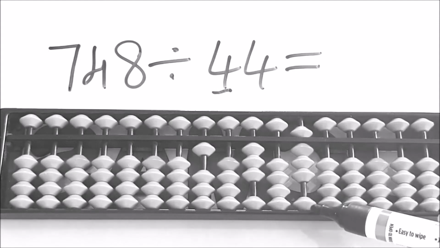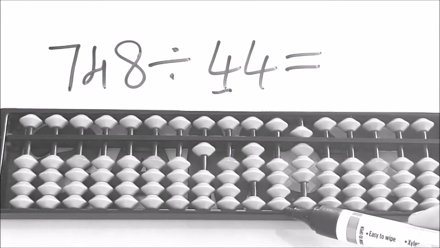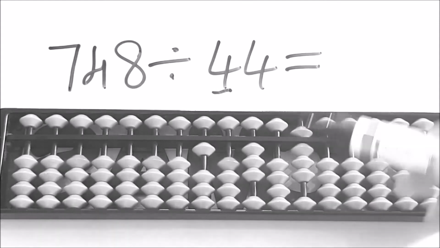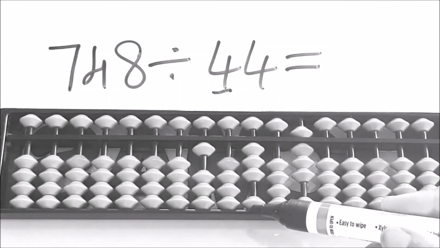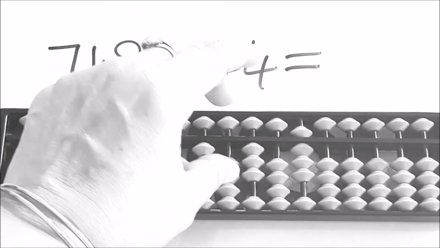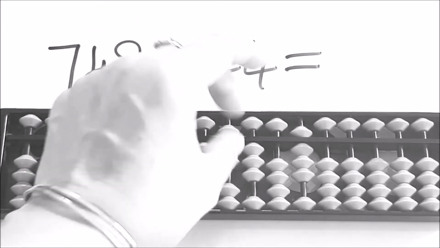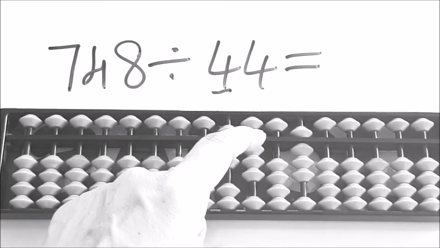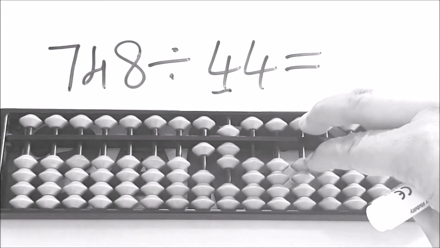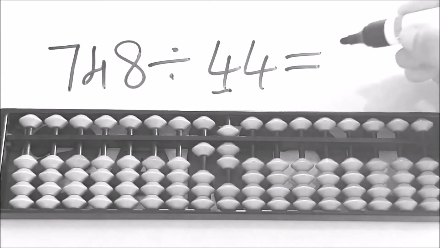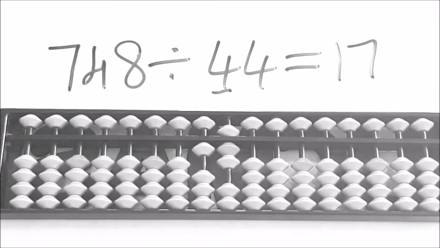Here the subtraction will end. So you have to leave two rods because we are dividing with two digit numbers. Leave two rods and place the answer before, that is 7. So 44 7s are minus 3, minus 0, minus 8. And the answer is 17.